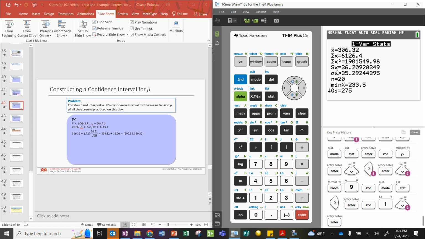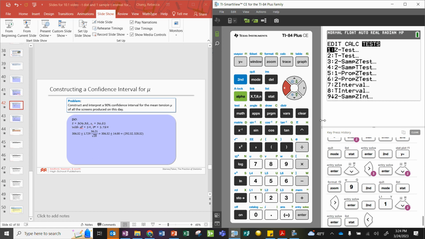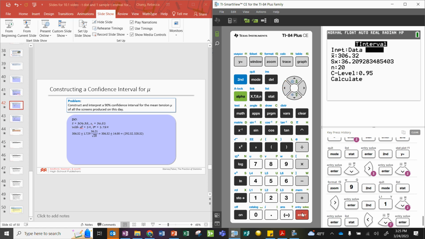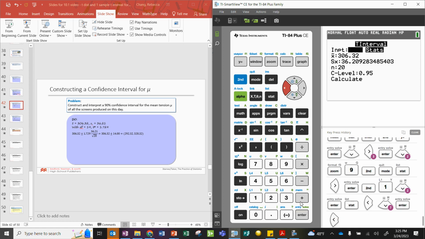But I actually never type one variable statistics. Here's what I do. I go right to stat, test, t interval, and if I go over to data, I'm selecting data because I have my raw data as opposed to them giving me the x bar and standard deviation. So my data is in L1, make sure that list is correct. My frequency should still be 1, don't change that. My confidence level, they wanted me to use 90%, so let me make that 90%, and then I hit calculate.